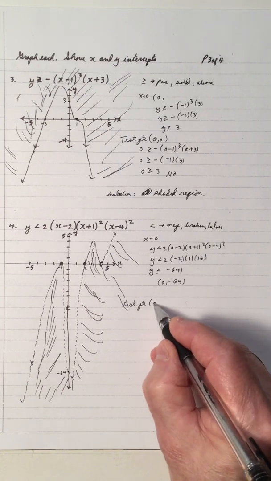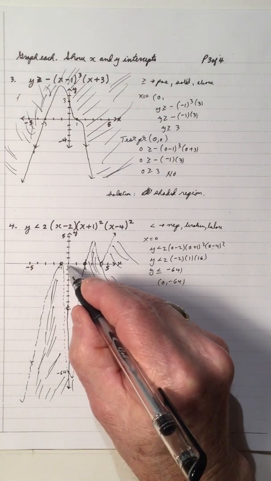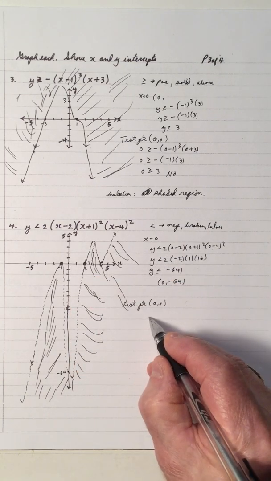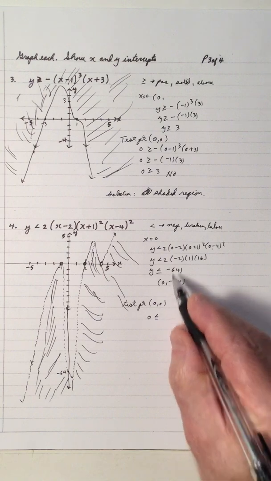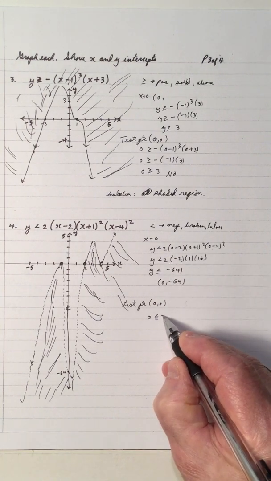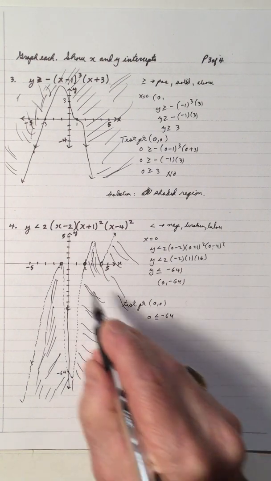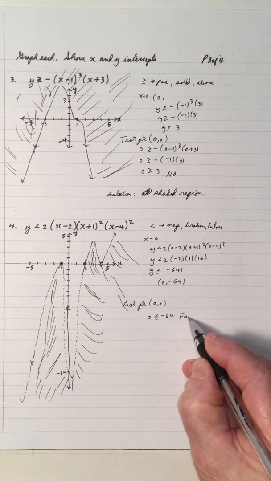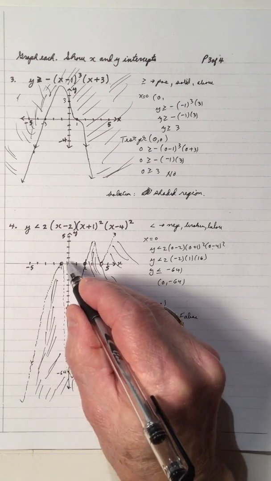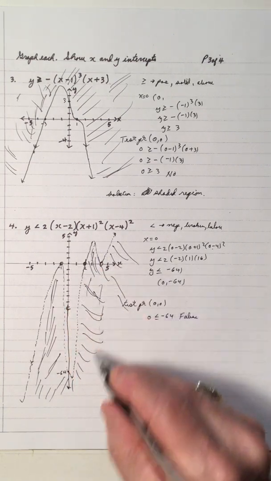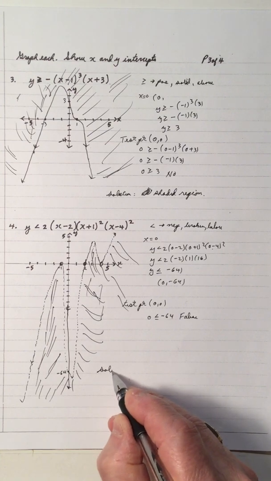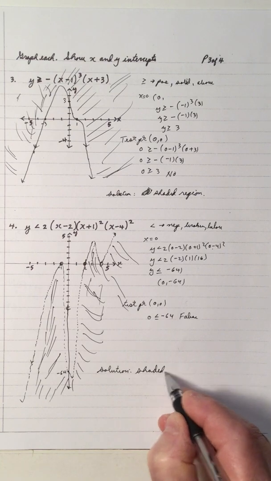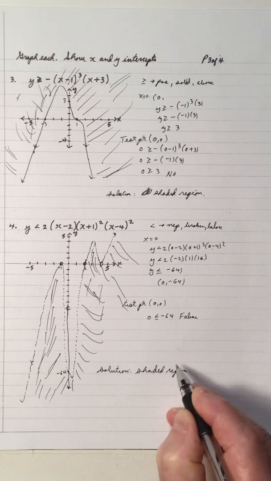And the test point is 0, 0. If I do 0, 0, it should be false. So put 0, 0 in. 0 is less than. When I put 0 in here, I'll get the negative 64. So 0 is greater than negative 64. So that's false. So 0, 0 is not true. That means I'm shading on the other side. So the solution is the shaded region. So all points in the shaded region make this true.